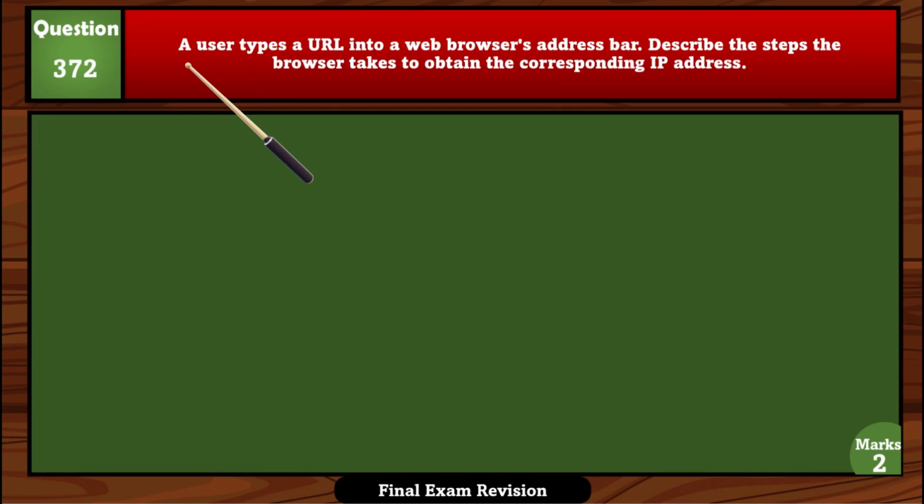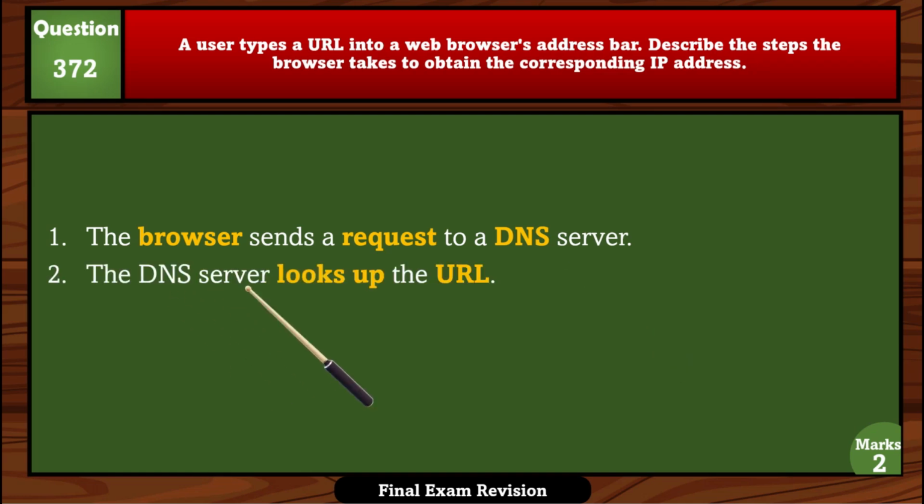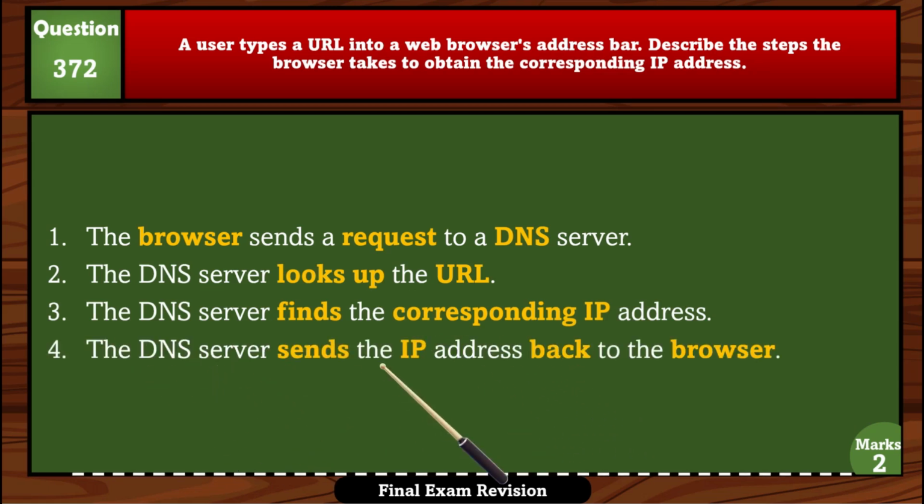Question 372. A user types a URL into a web browser's address bar. Describe the steps that the browser takes to obtain the corresponding IP address. Number one, the browser sends the request to a DNS server. Number two, the DNS server looks up the URL. Number three, the DNS server finds the corresponding IP address. And number four, the DNS server sends the IP address back to the browser.